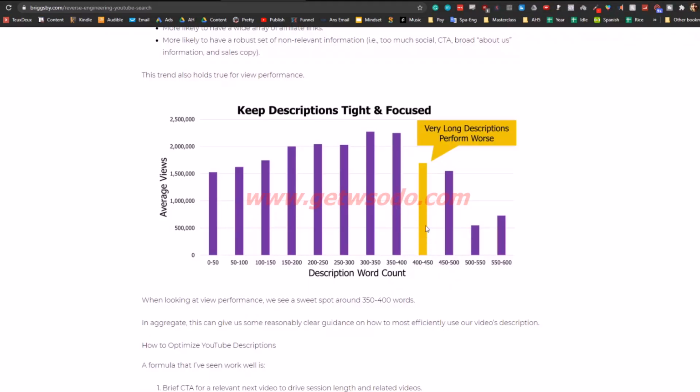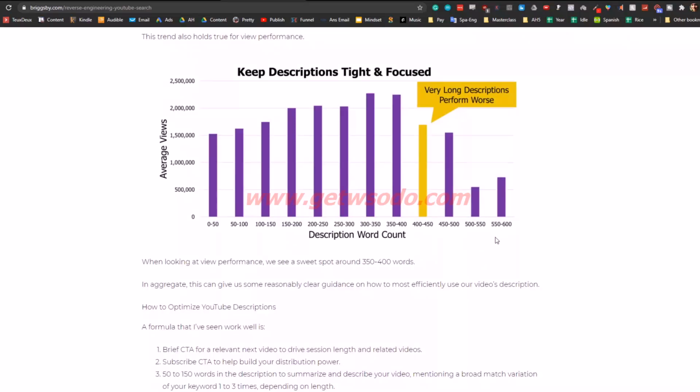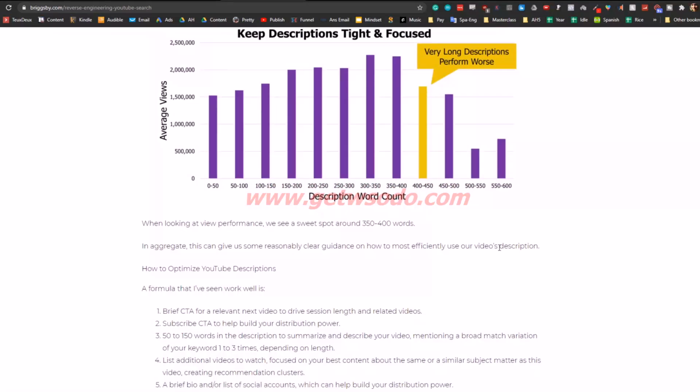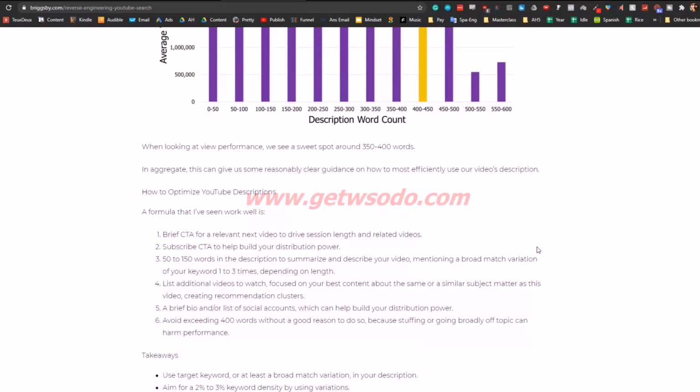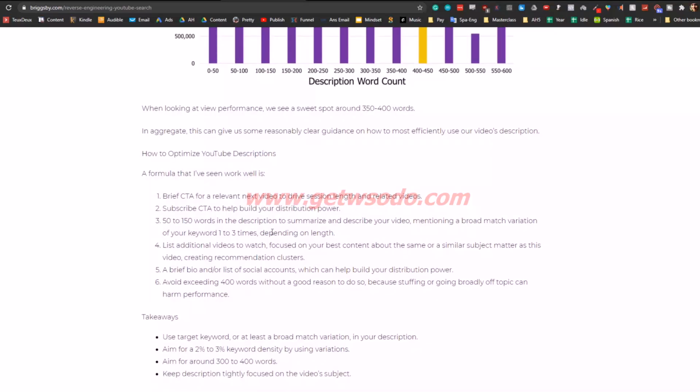And you can see here as well, long descriptions perform worse, 400 characters, 400 to 500, 500 to 550 perform really bad. Now, this might, again, this is correlation and not causation. Maybe because the videos that they watched and the channels that they looked at, they didn't really optimize the description this far, you know? Writing 200 to 300 words is pretty normal. So those are the things that we keep in mind at my business, especially to have them shorter.